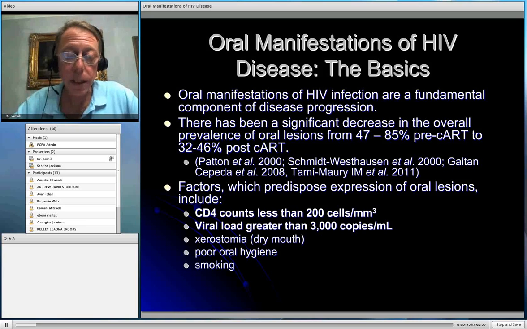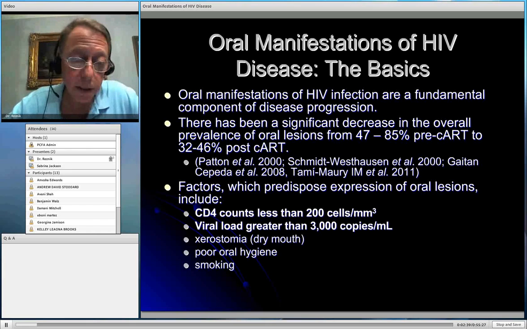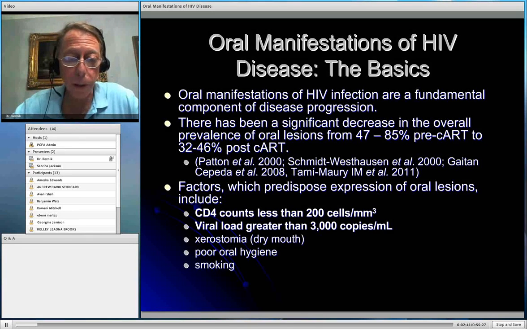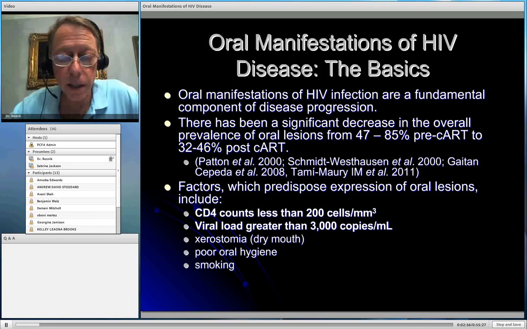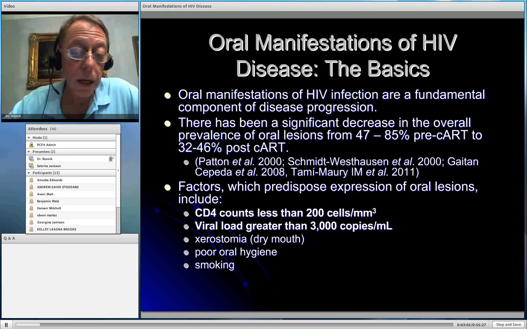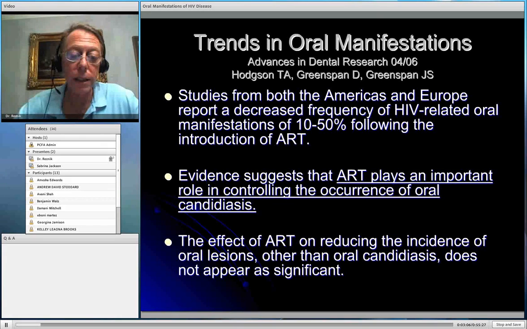So not every patient that comes into the program that I work in, and we have 5,200 people with advanced HIV disease at Grady Health System's infectious disease program, they all don't present with oral lesions. What are some factors that might predispose a person to present with an oral lesion? The top two are actually the most important. A CD4 count of less than 200, which by definition is an AIDS-defining condition, and a viral load that's greater than 3,000 copies. Other factors that actually play into this include xerostomia or dry mouth, poor oral hygiene, and smoking.